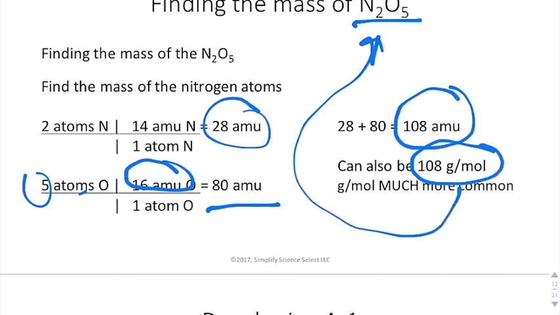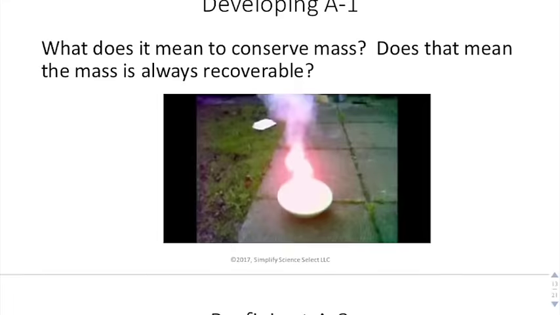And that's based on the law of conservation of mass: if you find the mass of all the individual pieces and then put the pieces together, the mass is going to be the same. So it says, what does it mean to conserve mass? Does it mean the mass is always recoverable? And the answer is no.